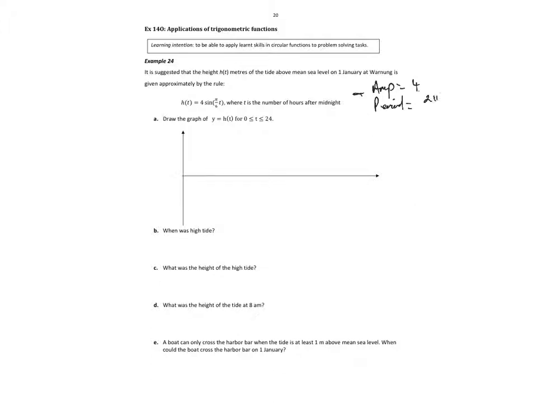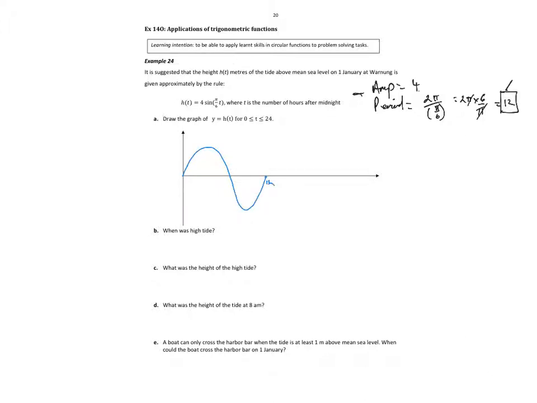Now, the period is 2 pi on the n value, which is pi on 6. So that's equal to 2 pi times 6 on pi, which is equal to 12. So often with our modelling, we end up with an integer value for our period. In this case, t represents 12 hours. So that's a fairly common occurrence. So amplitude of 4, period of 12. So if I just do, that's 12 to there.